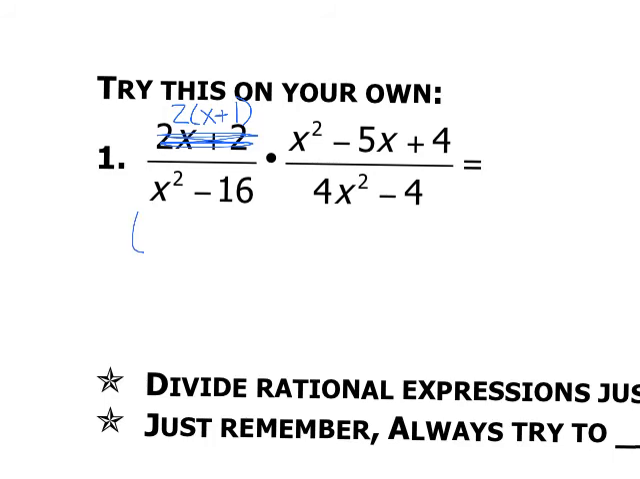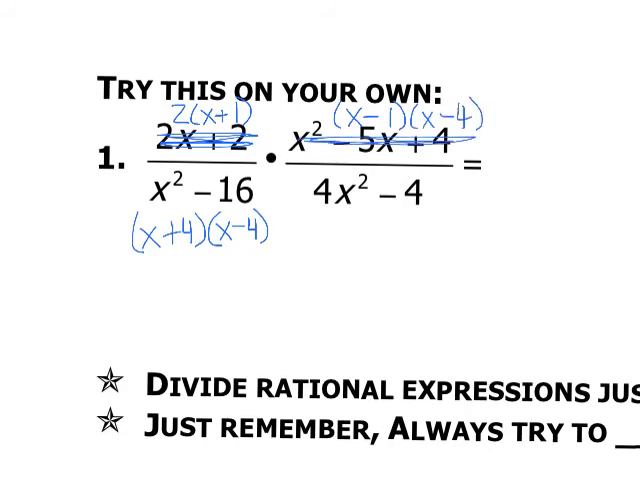Bottom left is a difference of squares. So the two things that give me x squared are x and x. Two things that give me negative 16 are plus 4 and minus 4. So there's my difference of squares. Top right, this is really stretching you guys. You have to do your shortcut method. What multiplies to 4 and adds to negative 5? Negative 4, negative 1, so x minus 1, x minus 4.